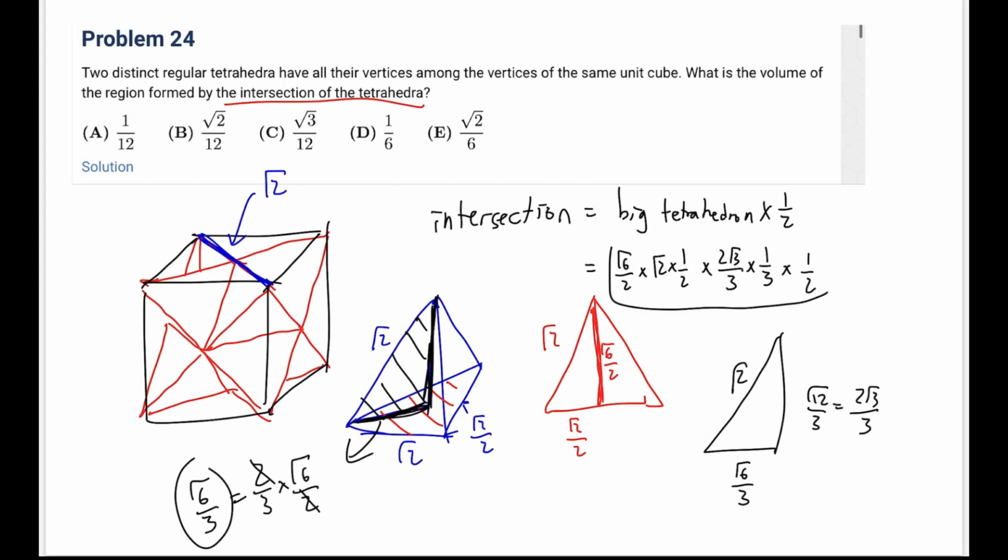And so if we compute this whole thing, first the 2s cancel, and then root 6, root 2, and root 3 combine to make a 6, which is then divided by 2 and 3, and so this would be 1 over 6. So the answer is D.